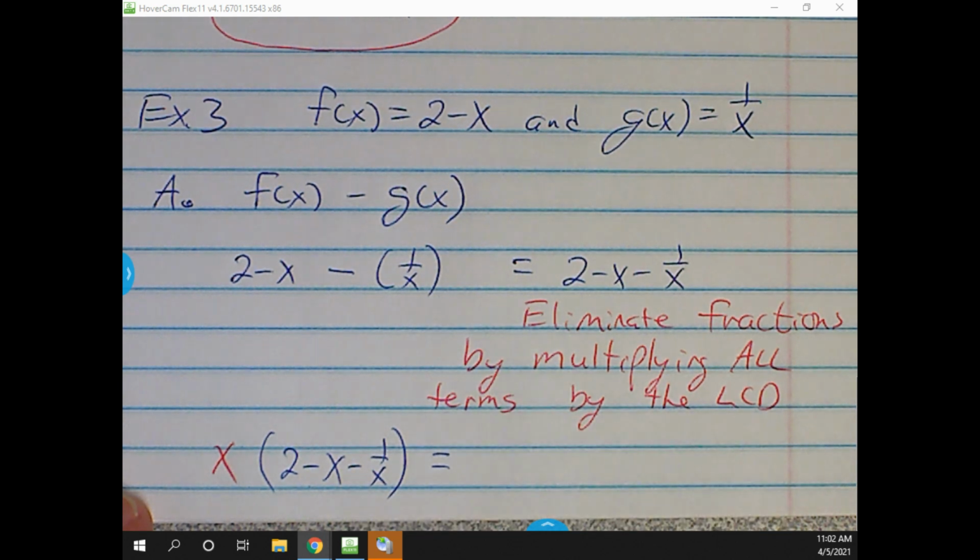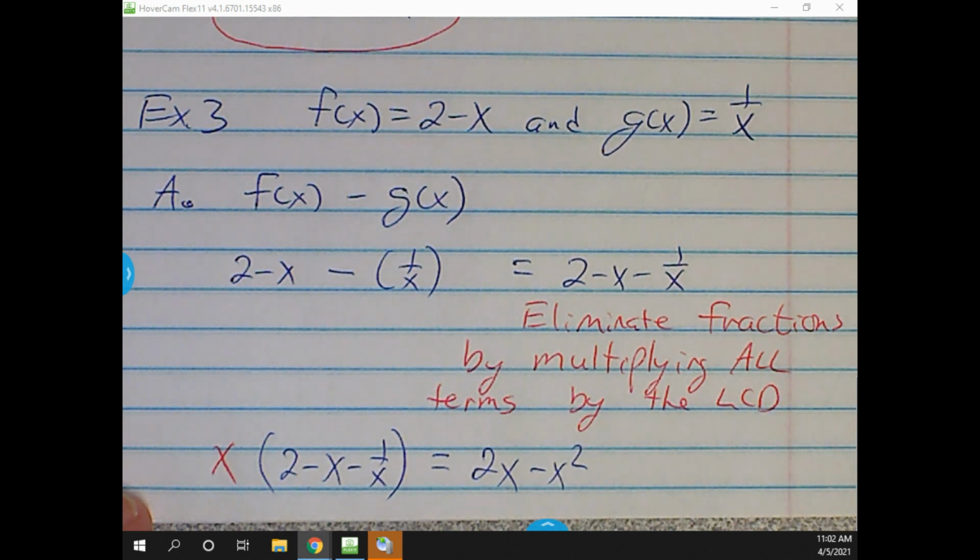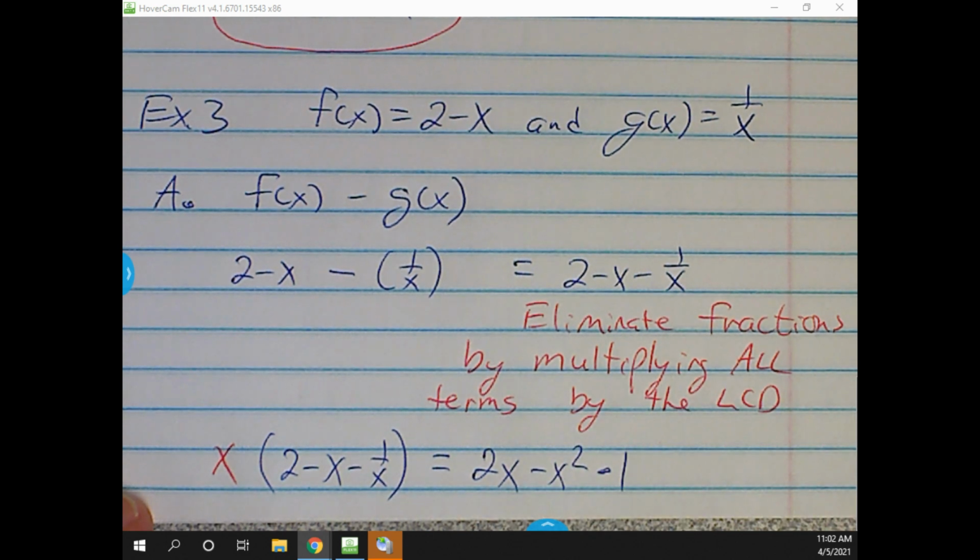All right, and by doing that, you've got x times 2, which is 2x. x times x would be an x squared. If you do x times 1 over x, the x's cancel out, and that leaves you with the minus 1.